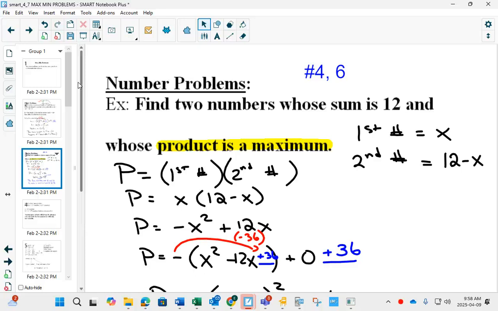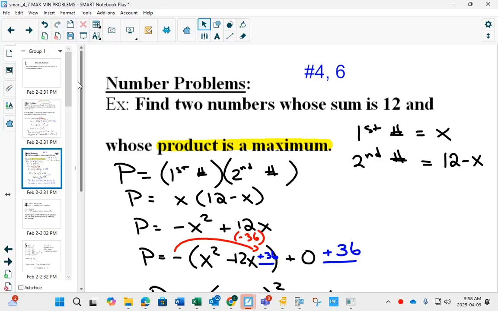Number questions, we'll say find two numbers. They'll give you some sort of relationship. Maybe the difference between the two numbers is 4. So if one number is 2, the other number is 6. If one number is 8, the other number is 12. If one number is x, the other number would be x plus 4.